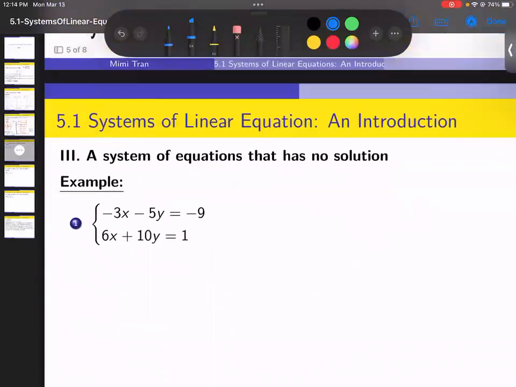Next, we're going to talk about a system of equations that has no solution. No solution means two lines are parallel. Do you want to do elimination or substitution? Let's do elimination. Let's eliminate x for a change. Multiply the first equation by 2.